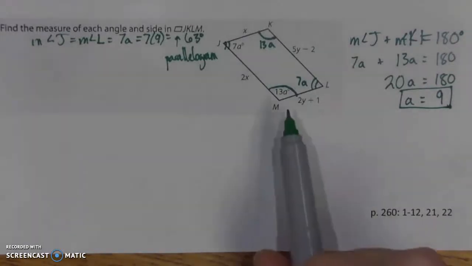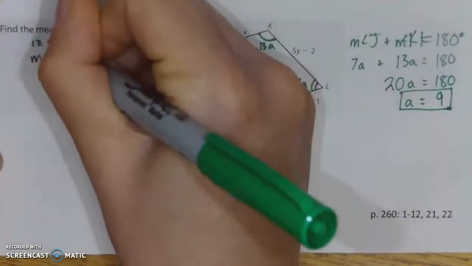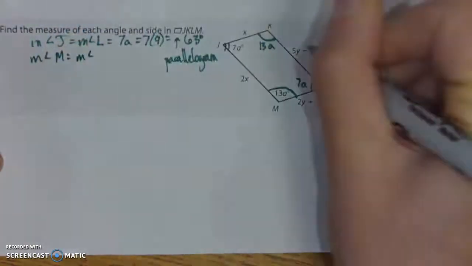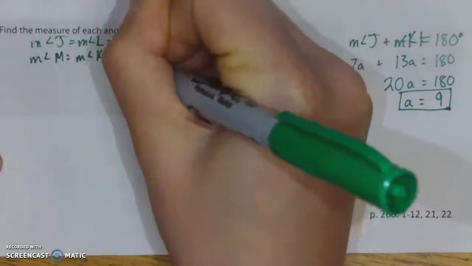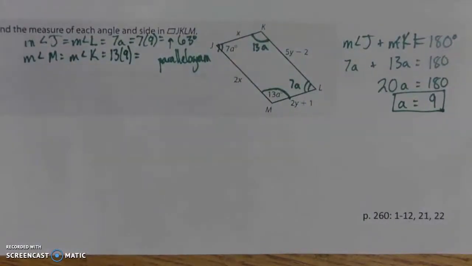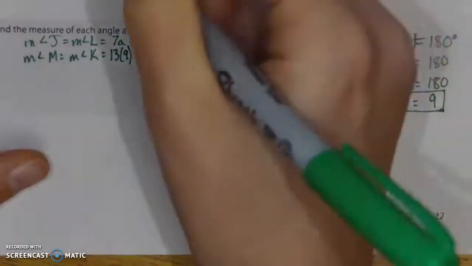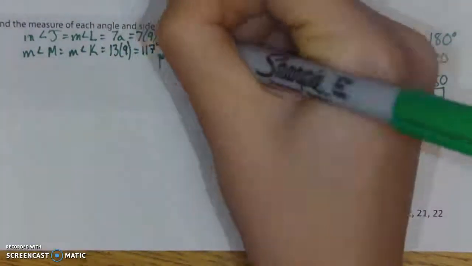I can find my second set of angles now. We know that the measure of angle M equals the measure of angle K, which equals 13A, which is going to be 13 times 9. And 13 times 9 gives us a measure of 117. And that is, of course, degrees.